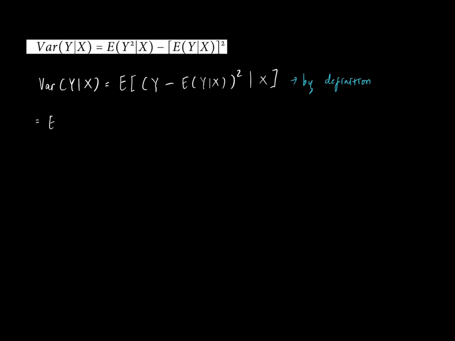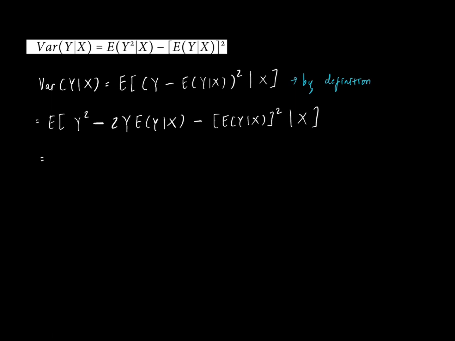Let's expand the inside. If we expand this part right here, we get y squared minus 2 y times the expectation of y given x, minus the expectation of y given x, everything squared, given x.